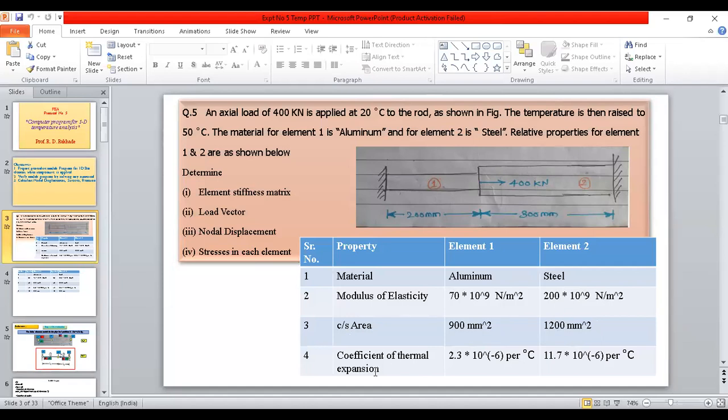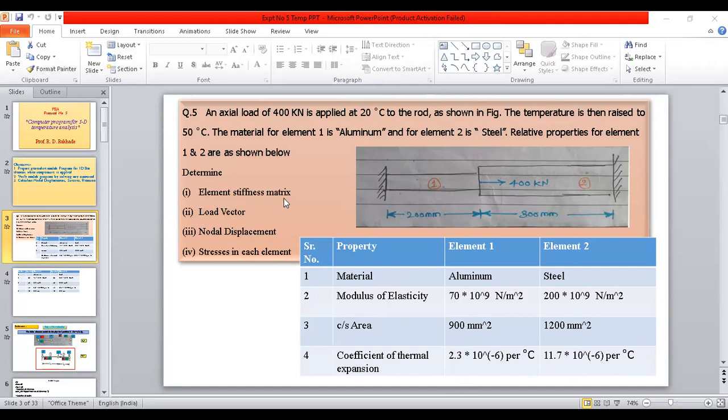Coefficient of thermal expansion. This is an additional term when we consider temperature, meaning the effect of temperature on strain and stresses. For element 1, that is aluminum, 2.3 into 10 raised to the power minus 6 per degree centigrade, and for element 2, 11.7 into 10 raised to the power minus 6 per degree centigrade.